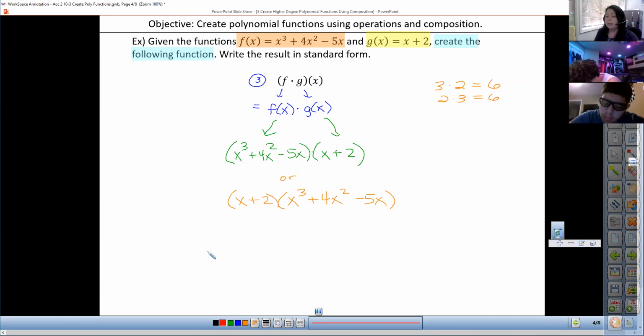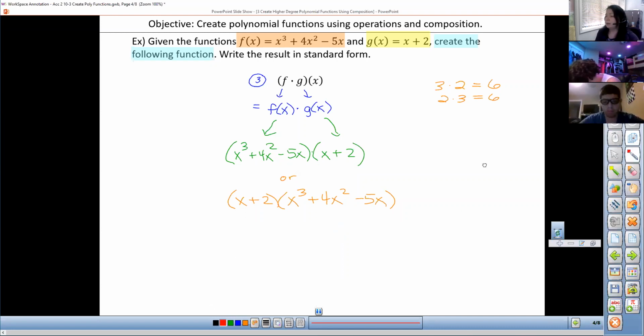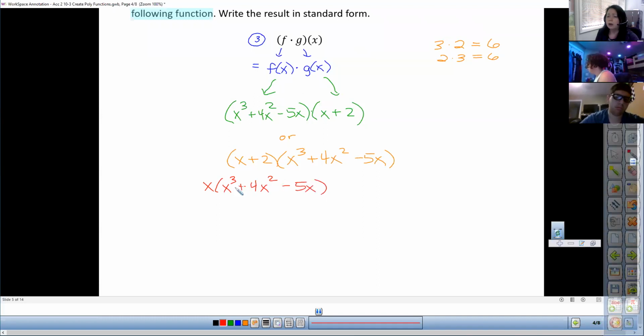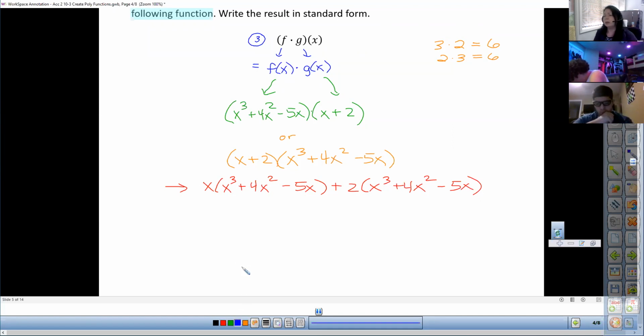So now I'm going to distribute my x. You can write it out like this if you want to, but it's not absolutely required if you're comfortable without it. This is okay to do, but you don't have to do this. And then I would distribute the 2 to my trinomial. If you can do that part in your head, that's fine. It's a good skill to develop once you're ready for that.